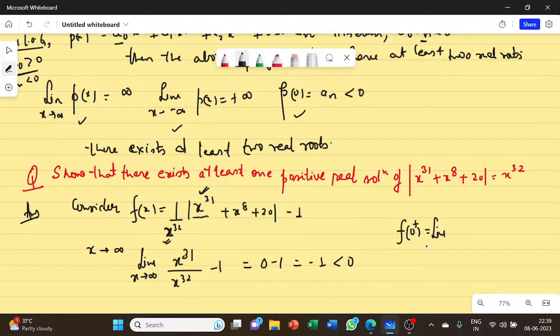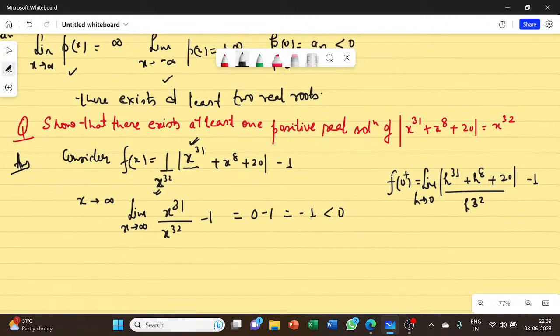So towards the right hand side, if you want to find the value, it will be limit h tends to 0, and it is simply h raised to power 31 plus h raised to power 8 plus 20 mod minus 1, divided by h raised to power 32. Now here you see h raised to power 32 is sufficiently small. As h tends to 0, this will go towards 0. This will also go towards 0.